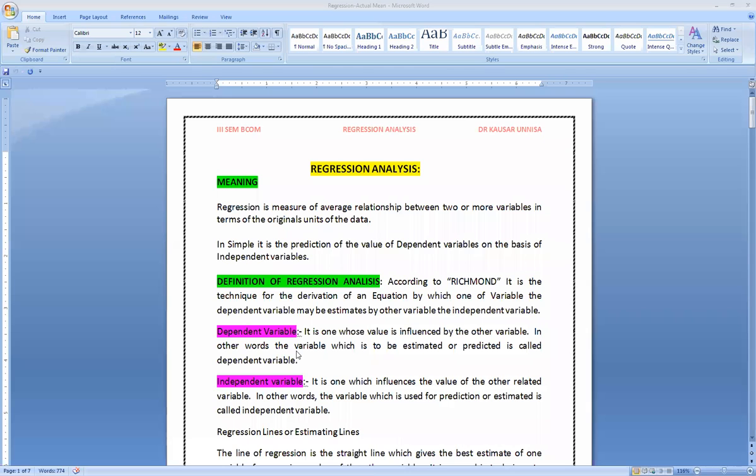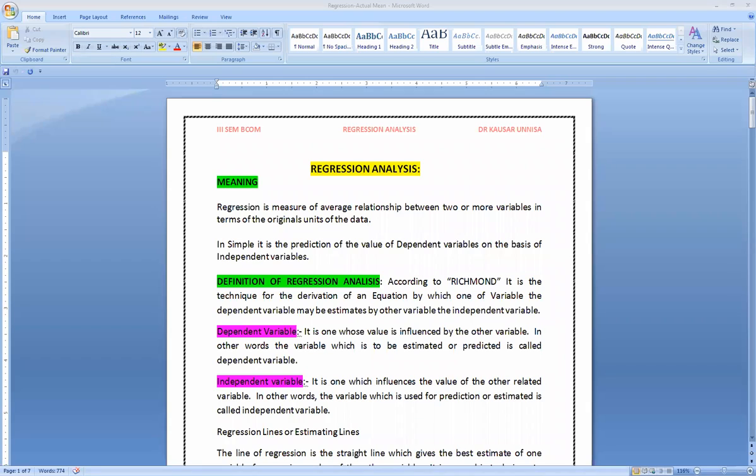So in this class we are going to have a discussion on regression analysis. What do you mean by regression analysis? Regression analysis is a measure we use to study the average relationship between two or more variables in terms of the original units of data. Here also we calculate the relationship between two or more variables on the basis of their original units of data.